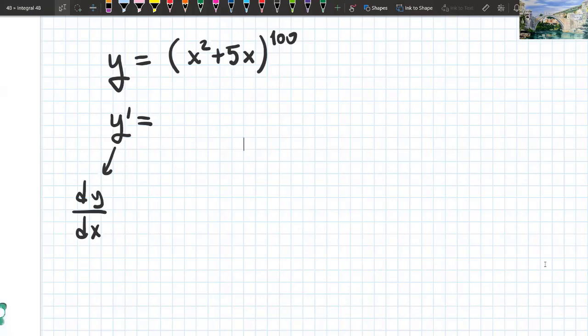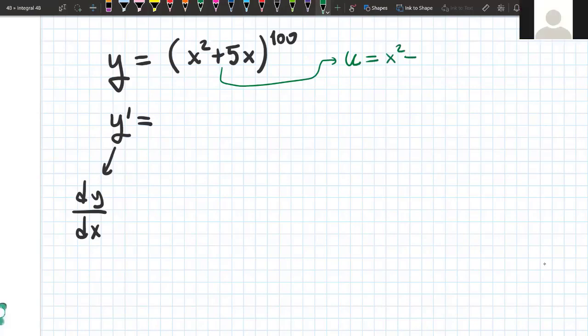So we are taking the derivative of the y function with respect to x. It is a complex function. In order to take the derivative of this function, we use the chain rule. So what was the chain rule? The basic idea was the following. x squared plus 5x is the inside function. We will call this inside function u, and u is equal to x squared plus 5x.